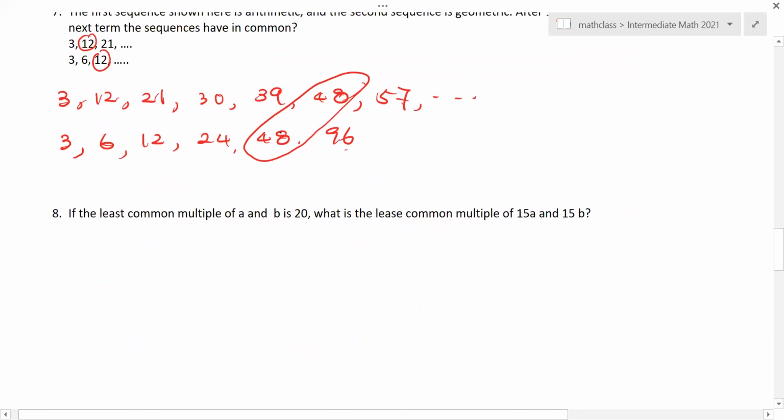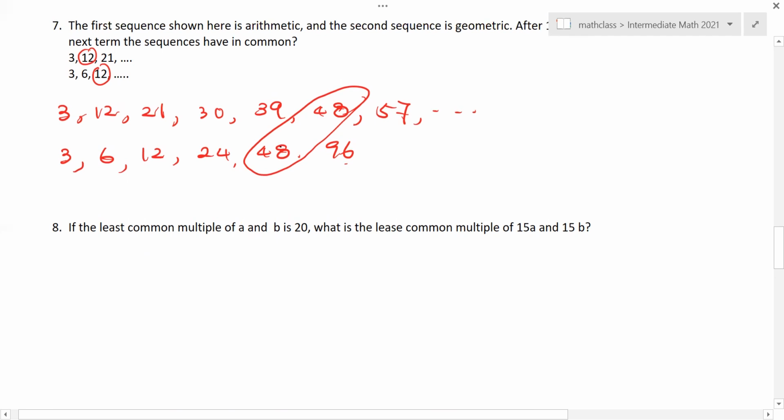The next problem is: if the least common multiple of A and B is 20, what is the least common multiple of 15A and 15B? Now, what is a least common multiple? A least common multiple is, first of all, a multiple of both numbers.